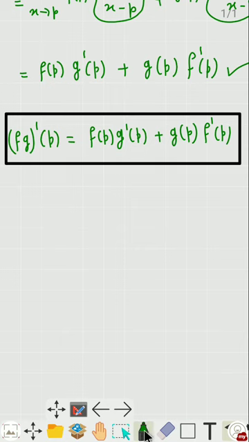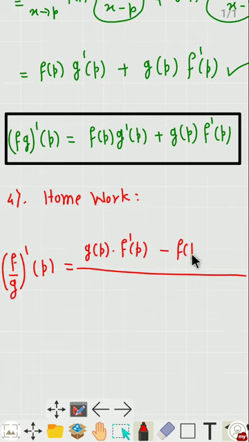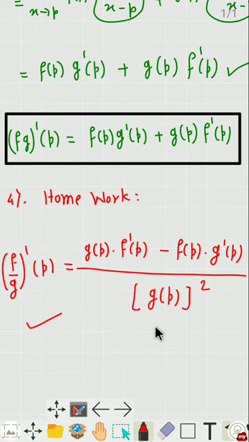Now I would like to give one homework. So try to prove this fourth statement. Fourth statement is homework for students. Derivative of f upon g with respect to p must be equal to g of p into f dash at p minus f of p into g dash of p, whole divided by g of p and its square. So try to prove this statement on your own.